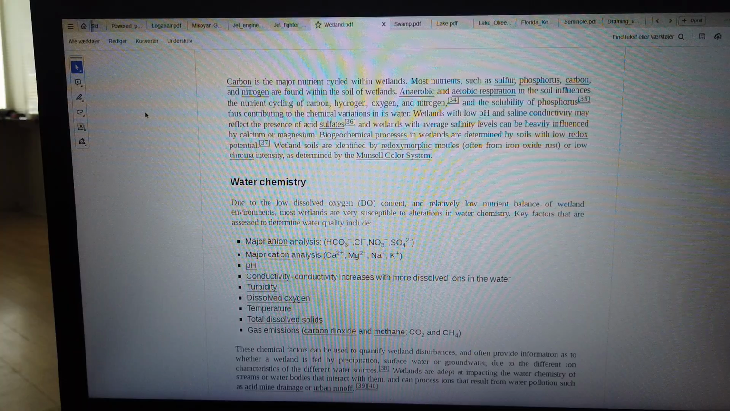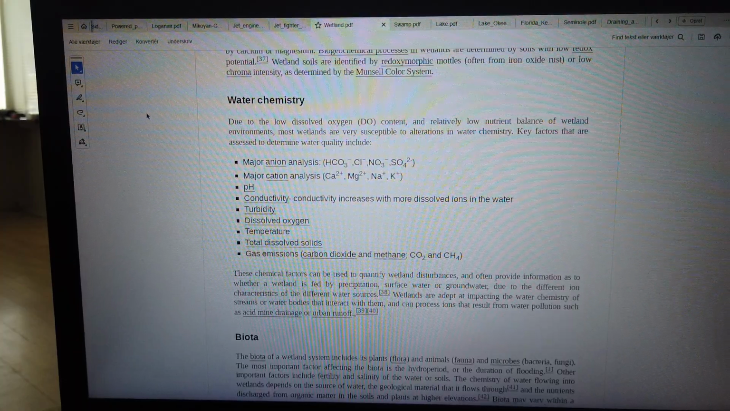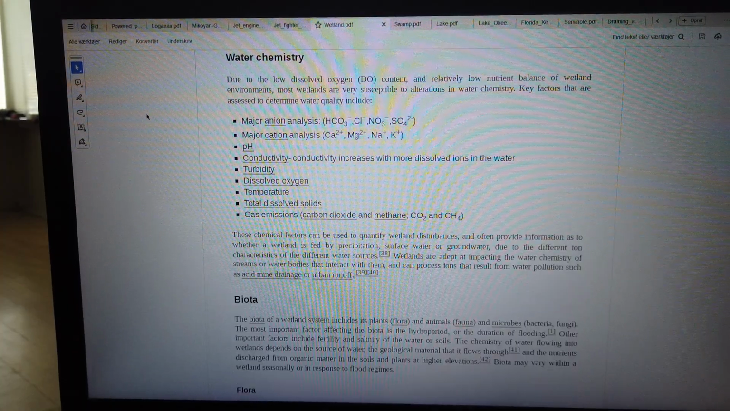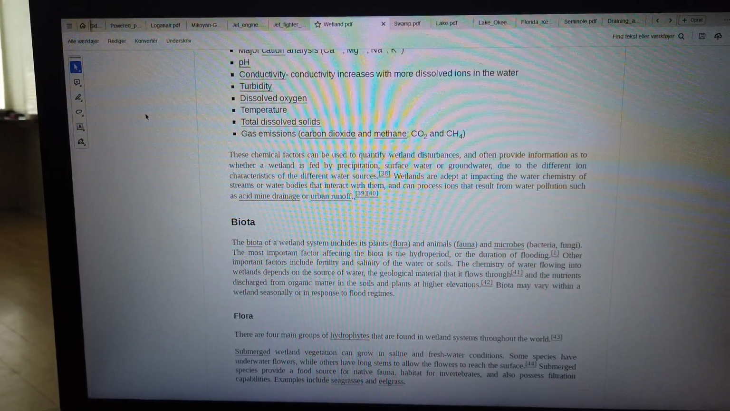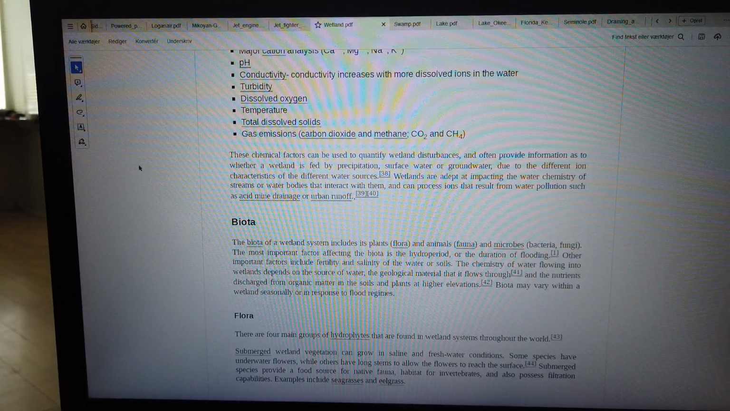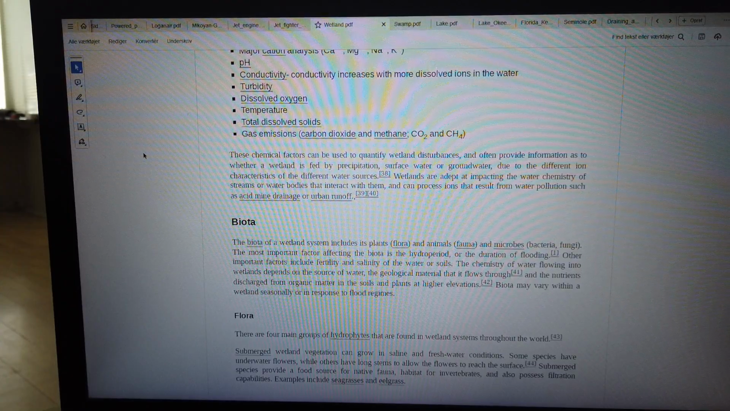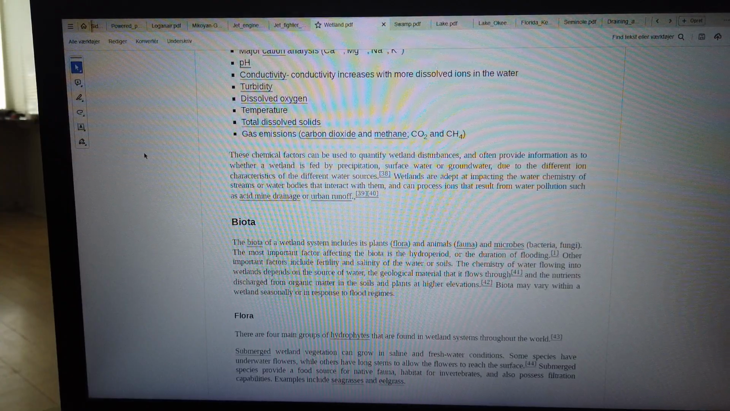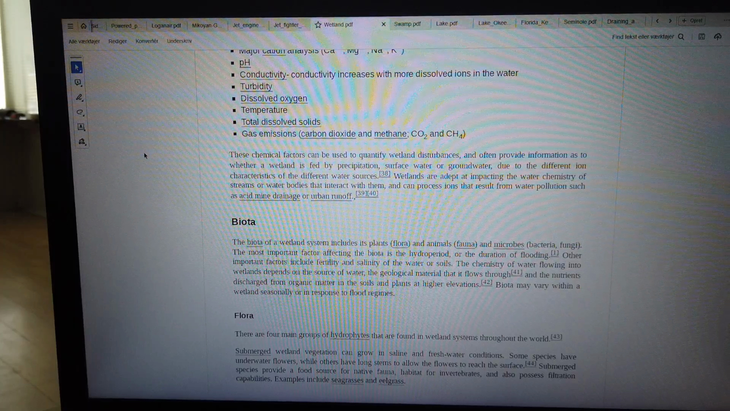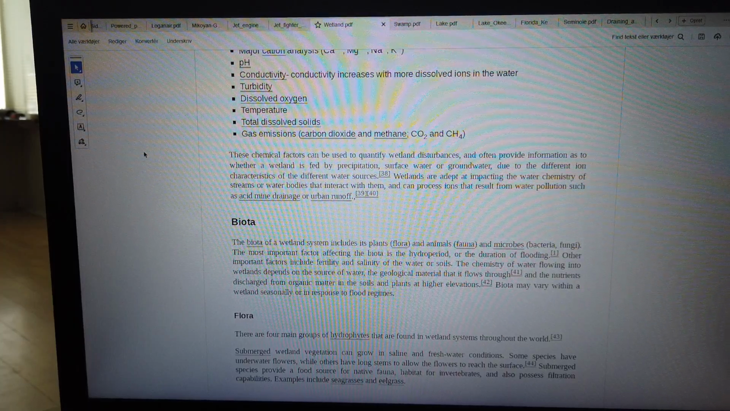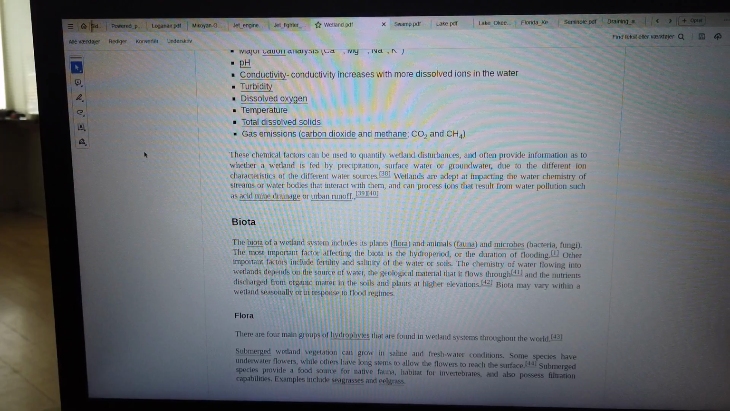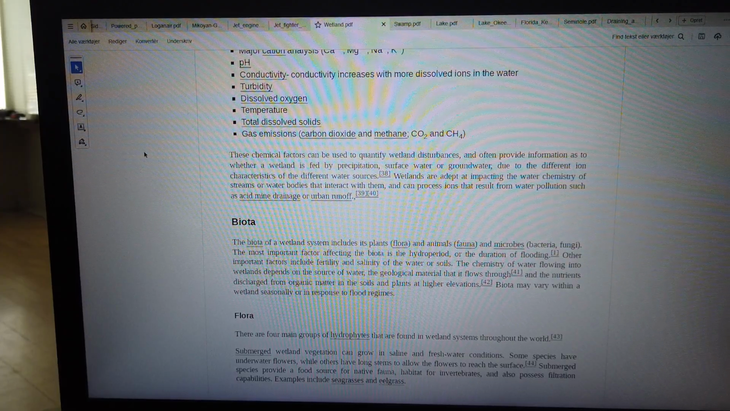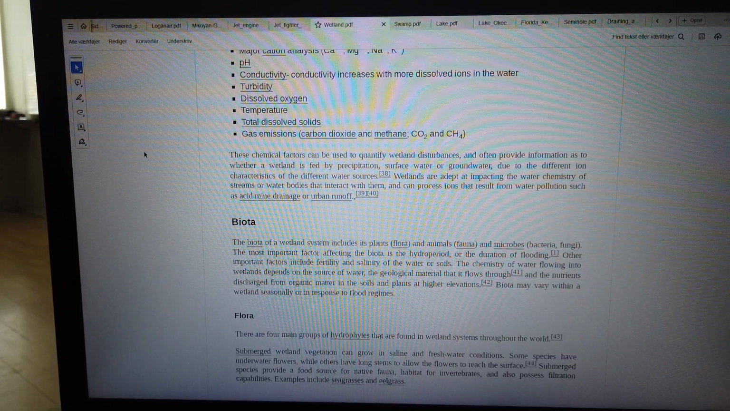These chemical factors can be used to quantify wetland disturbances, and often provide information as to whether a wetland is fed by precipitation, surface water or groundwater, due to the different ion characteristics of the different water sources. Wetlands are adept at impacting the water chemistry of streams or water bodies that interact with them, and can process ions that result from water pollution such as acid mine drainage or urban runoff.